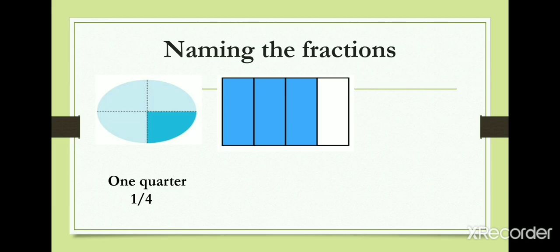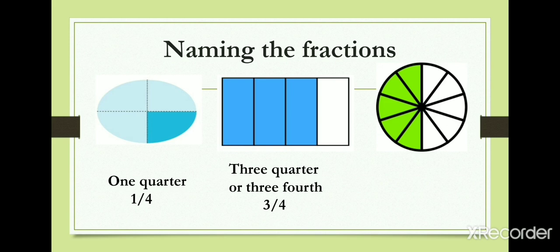Here, the rectangle is divided into four equal parts, and among the four parts, three parts are shaded. So, the fraction is 3/4, that is 3 divided by 4. Then, the circle is divided into 10 equal parts. Among the 10 equal parts, 5 parts were shaded. So, we write the fraction as 5/10, which is 5 divided by 10.